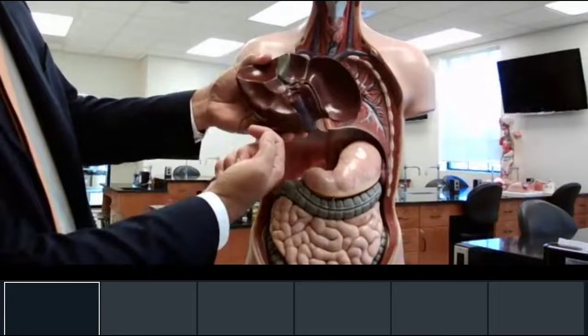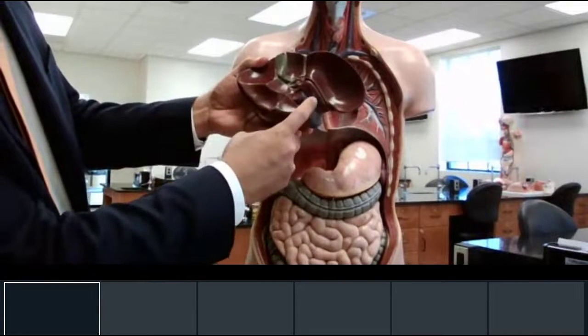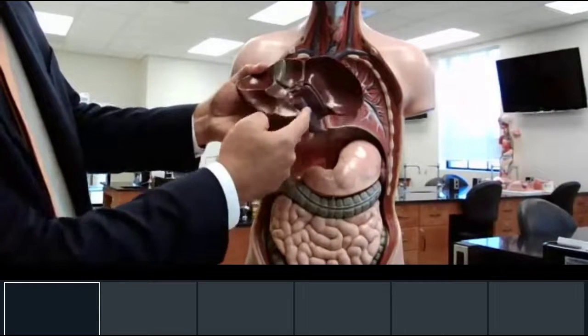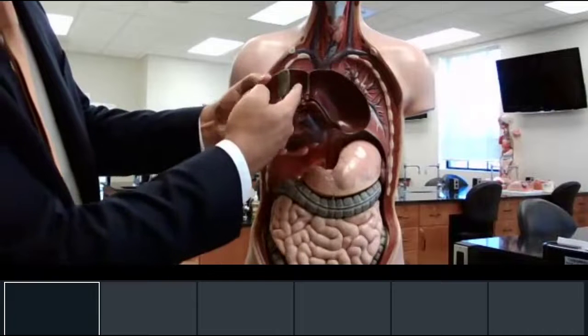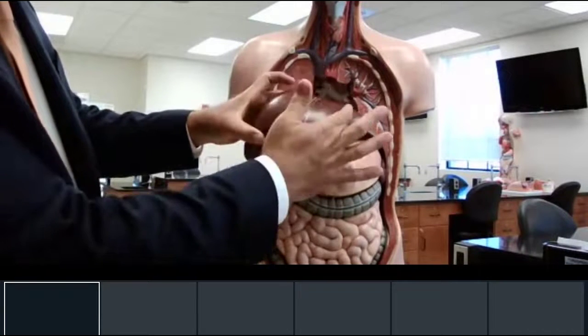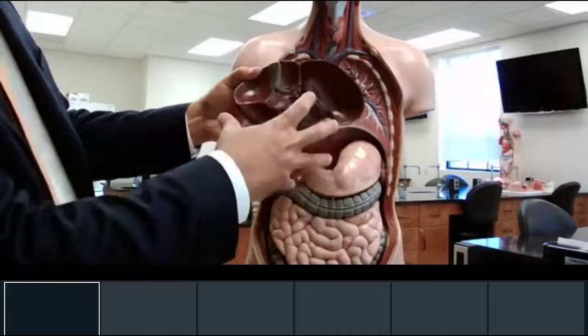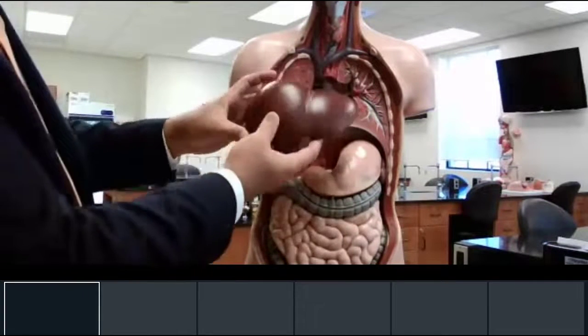There are also two other lobes. We have the caudate lobe and the quadrate lobe. So right, left, caudate lobe, and quadrate lobe. We have four lobes in the liver.